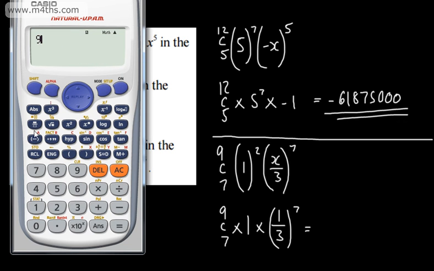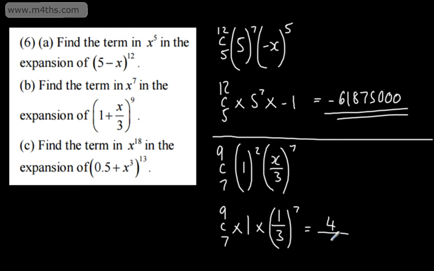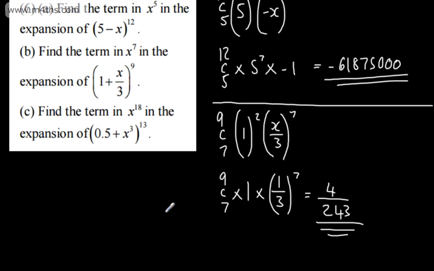So 9C7, in fact I'll do it in one go, so we can do 9, then C7, and then we're going to multiply that now by 1/3 to the power of 7. Let's put that in, and that's 4/243. So 4/243, and that is the coefficient, or if you like, the term in x to the 7th. I can, of course, write x to the 7th here. So that's what we end up with.